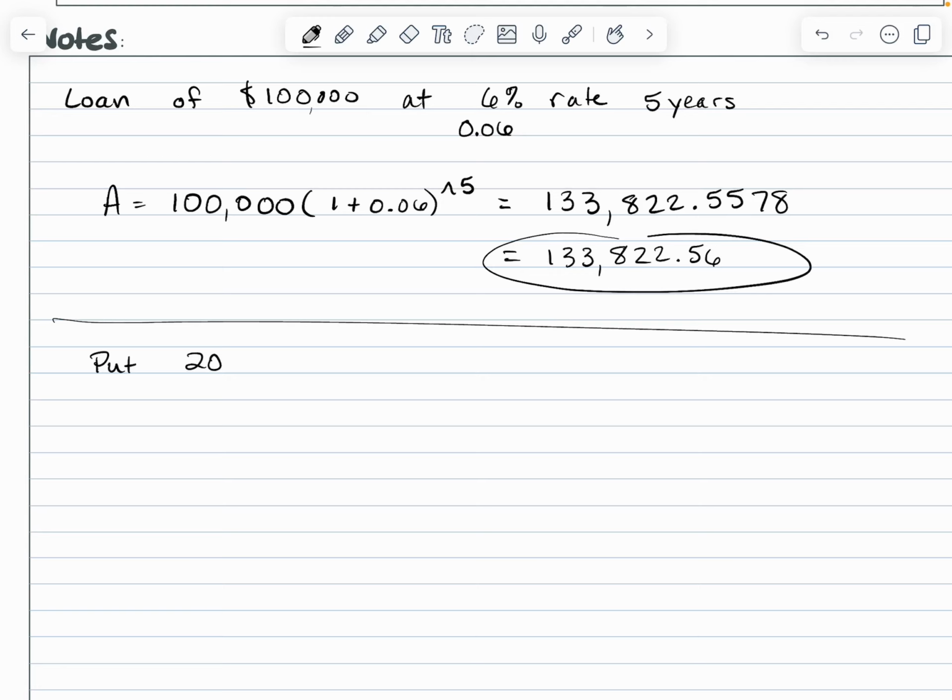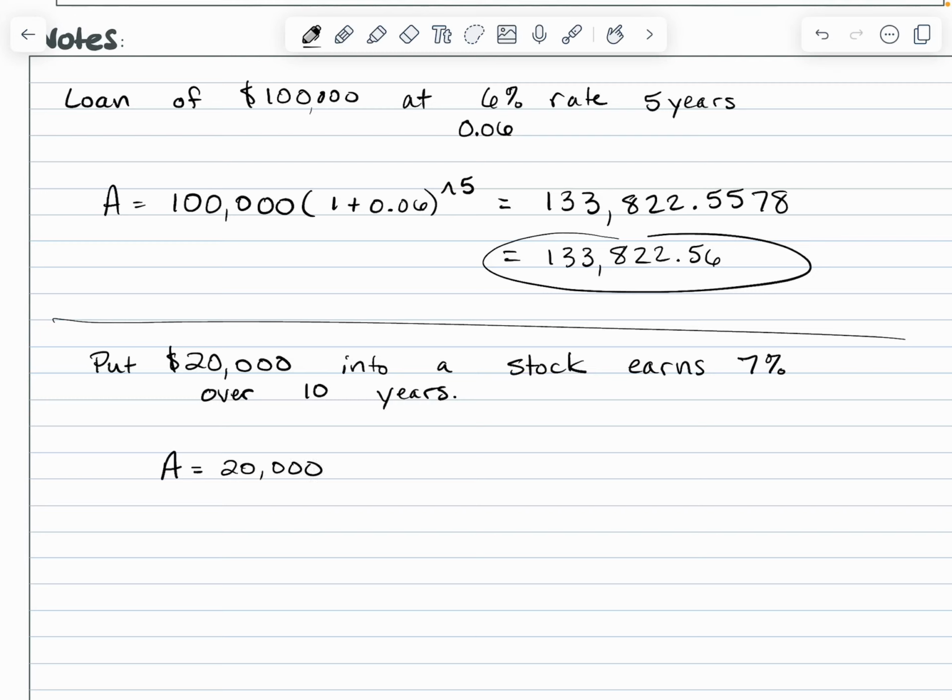So let's say I put $20,000 into, let's say, a stock that earns 7% over 10 years. And we're asked, hey, what's the total value of that at the end of your 10 years? Well, we can use this compound interest formula. If the interest is compounded every year, we would use the compound interest formula.